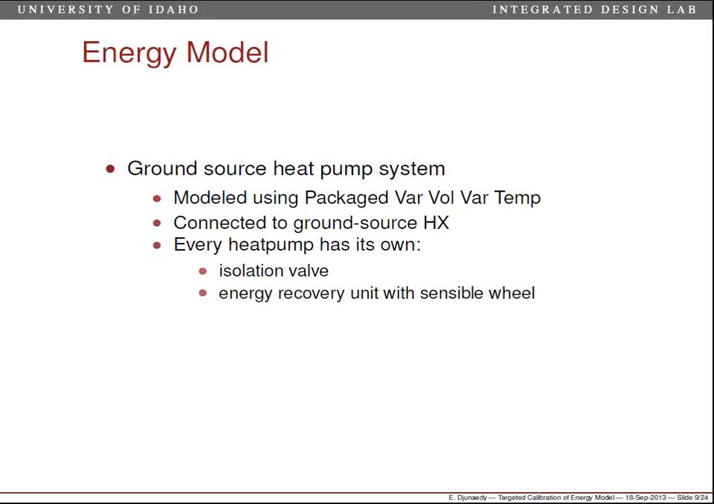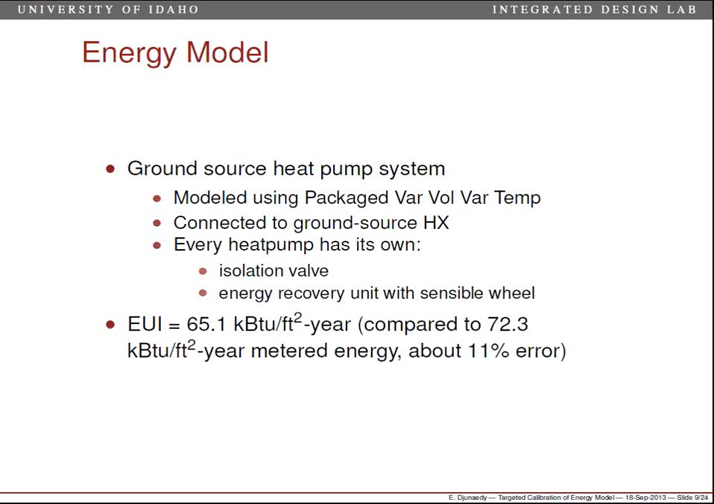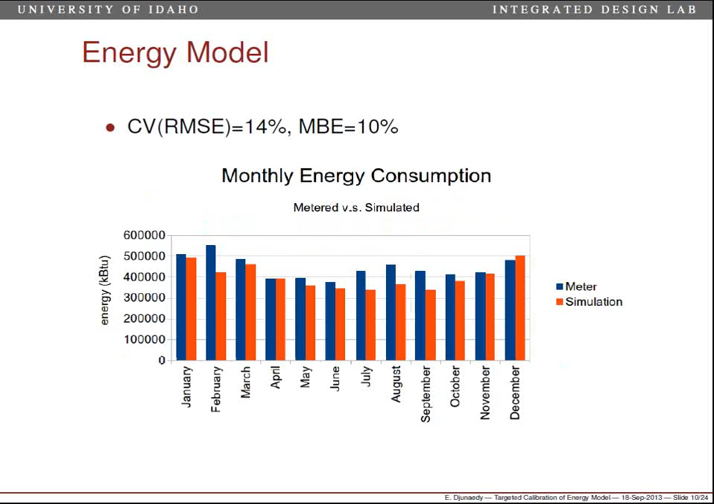So these are the discrepancies that, of course, are expected to happen, because anyway, this is a model, right? It's not an exact replica of the real world, but it's a simplification. And the model came back with 65 kBTU per square foot per year, which is a bit low compared to 72.3, but not too bad. It's about 11% error. It's not way off.